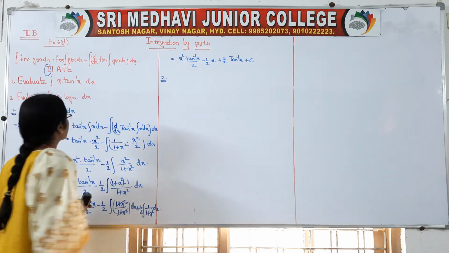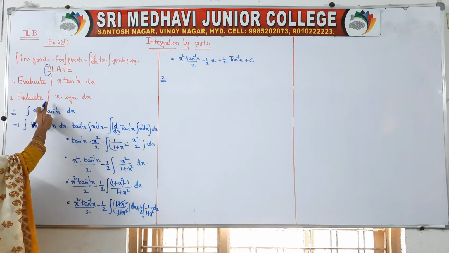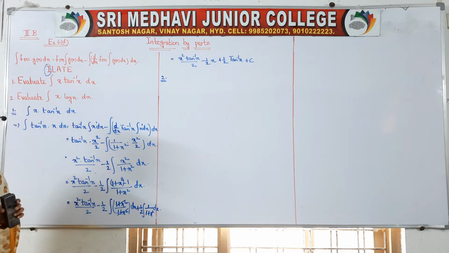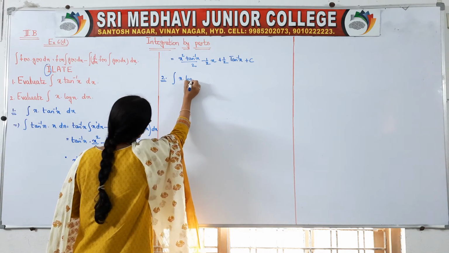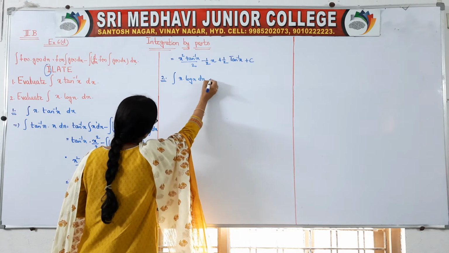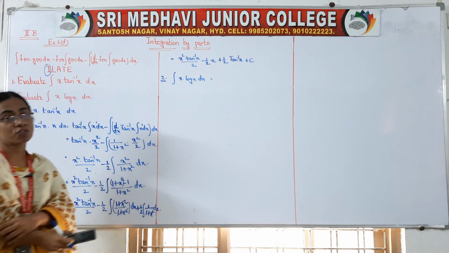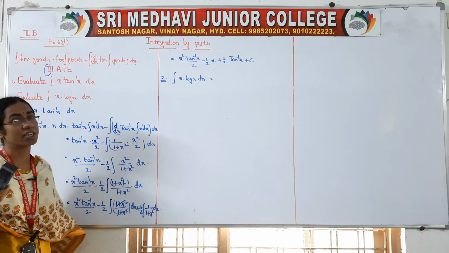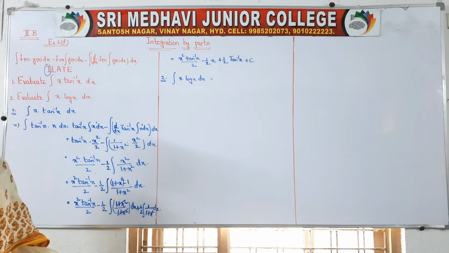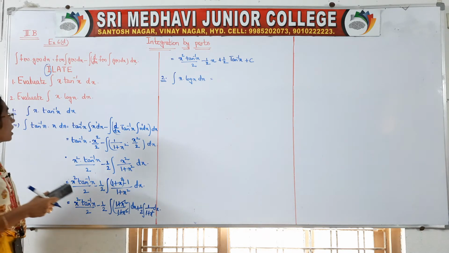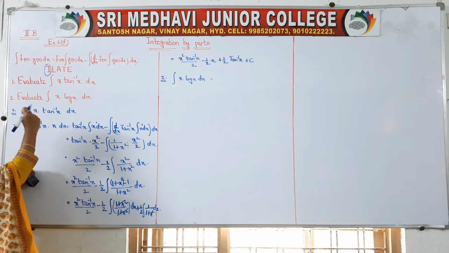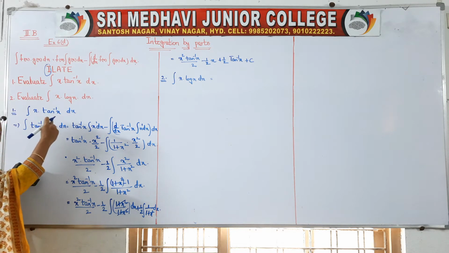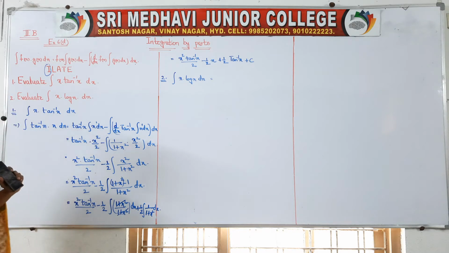What is your second question? Evaluate the integral x into log x dx. So we have to find the integral of x into log x dx. We cannot take the first function as x and the second function as log x. Before taking the value, we have to check with our condition, ILATE. According to ILATE, I represents inverse, L represents logarithm, A represents algebra, T represents trigonometry, E represents exponential.